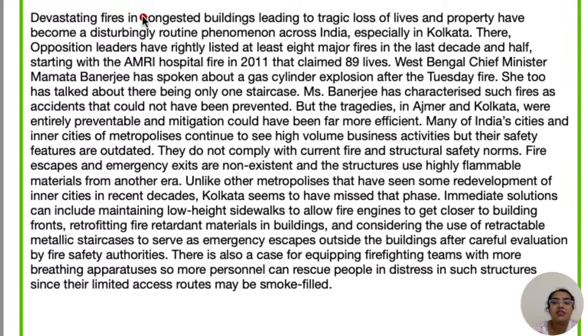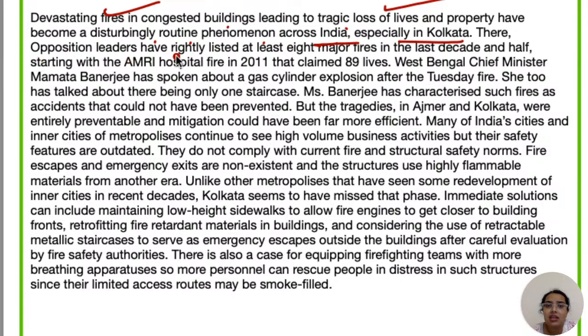Now, devastating fires in congested buildings leading to tragic loss of lives and property have become such fires that have caused so much trouble. Such fires have become a disturbingly routine phenomena across India, especially in Kolkata. So it has become something very painful and a routine.